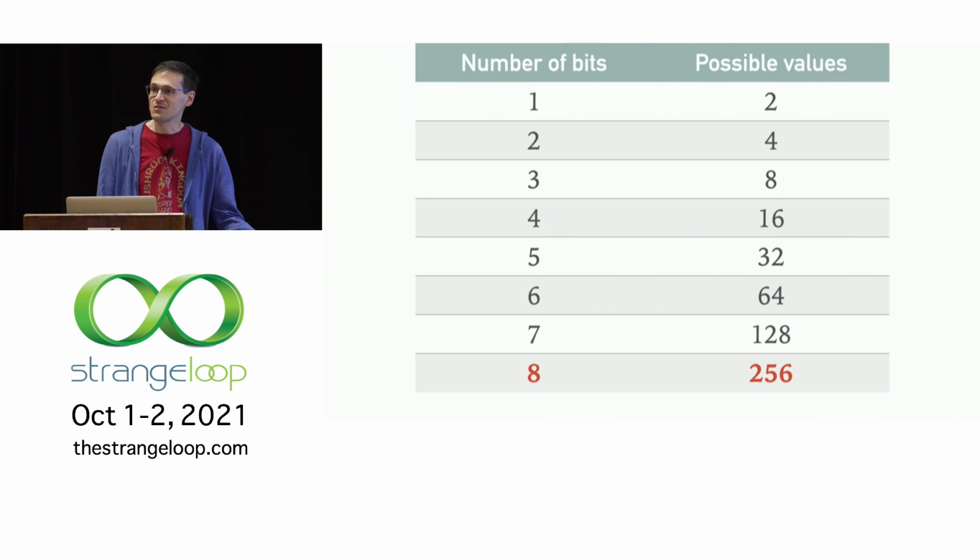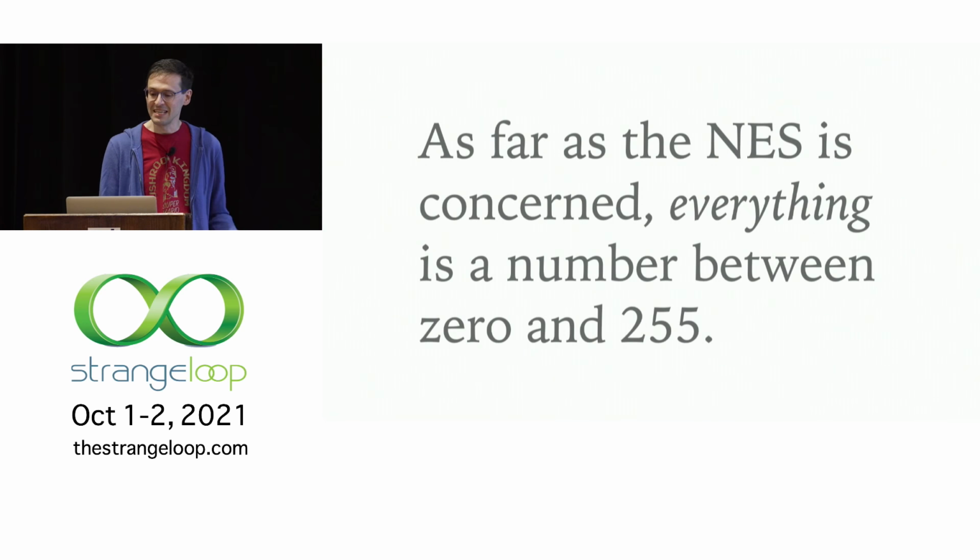What makes the NES or other systems like it an 8-bit computer is that it processes data 8 bits at a time. Or to put that another way, as far as the NES is concerned, everything in the entire universe is ultimately represented by a number between 0 and 255. We're going to see these numbers all the time.